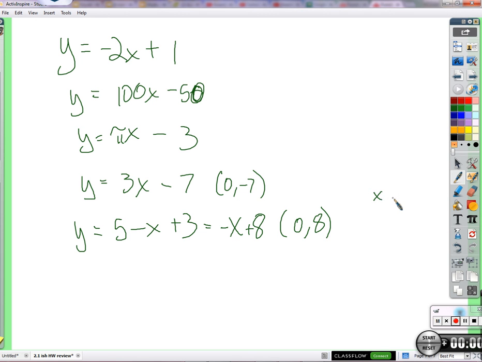Here, let's look at a little chart. Let's try 0, 1, 2, 3, so you see a pattern. 0 will give me 8. What if I plug 1 in here? What will I get? Negative 1 plus 8, 7. Okay, plug a 2 in there. So I got 6 in there? What's the pattern here? Up one? It goes down. Down one. Every time x goes up by one, y goes down by one.